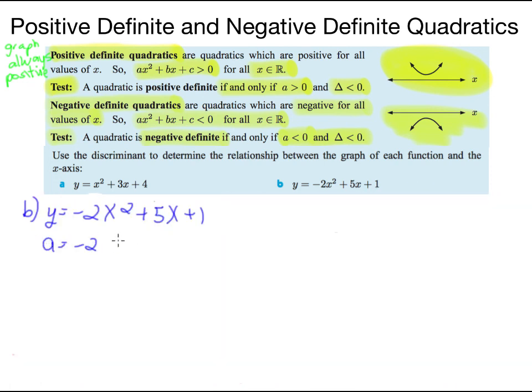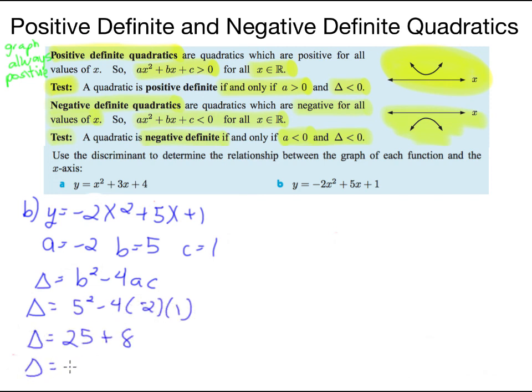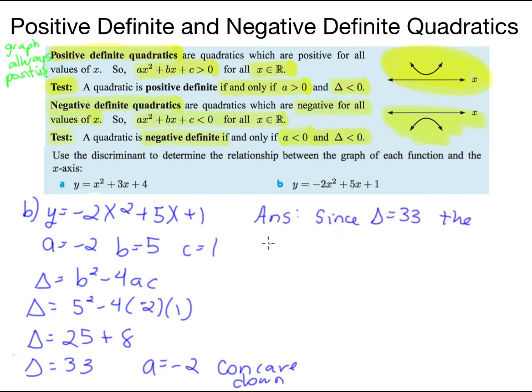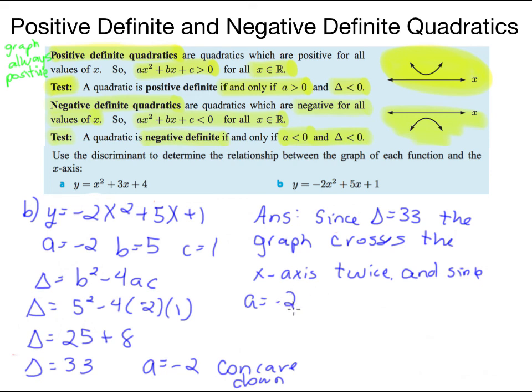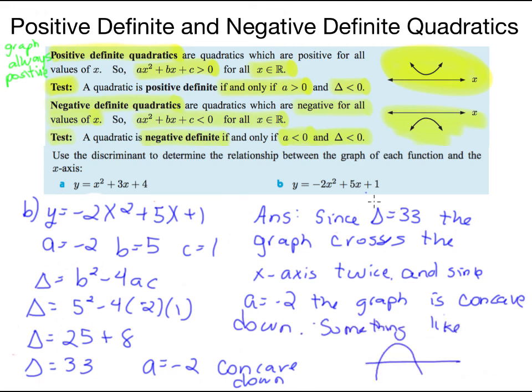In our second example, a is negative 2, b is 5, c is 1. I'm going to first find my discriminant, and I find my discriminant is equal to 33. So since my discriminant is not negative, I know I do not have a positively or negatively defined quadratic. But I know my graph is concave down. So how can I write this answer? Since my discriminant is 33, the graph crosses the x-axis twice. And since a is negative 2, the graph is concave down. And that's one way that you can describe it. I encourage you to do a quick sketch. That always helps your discussion answer.